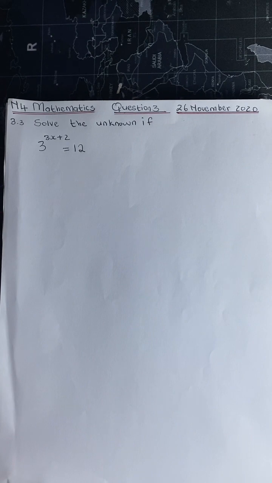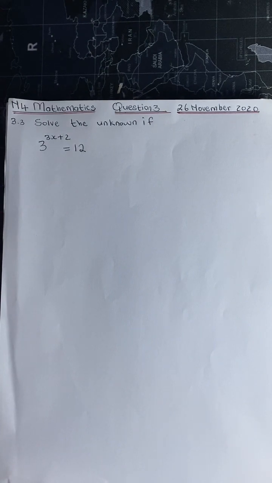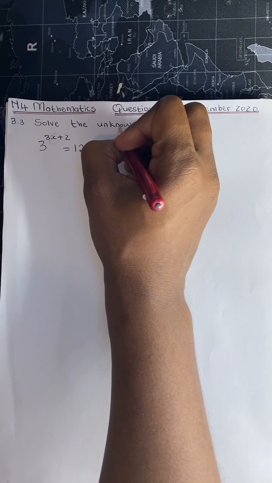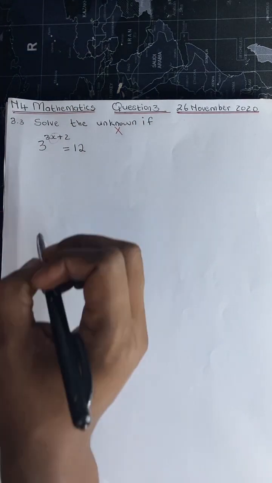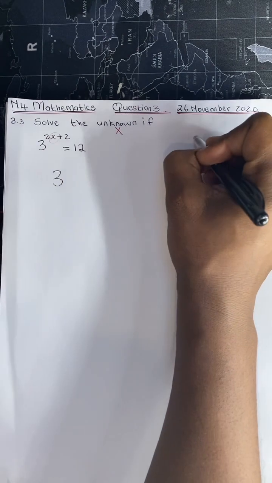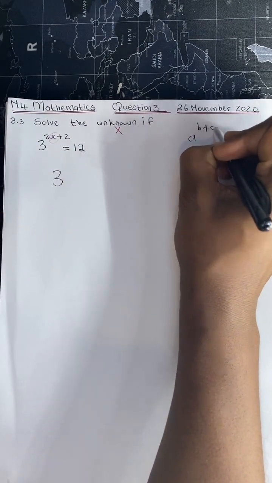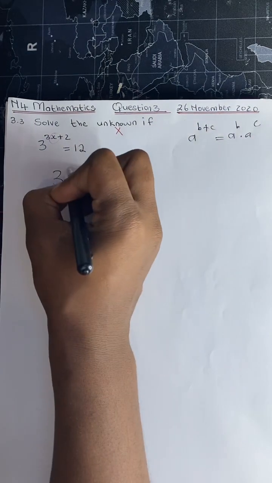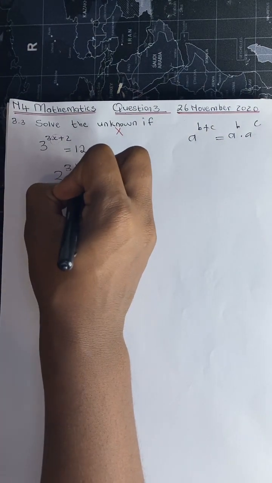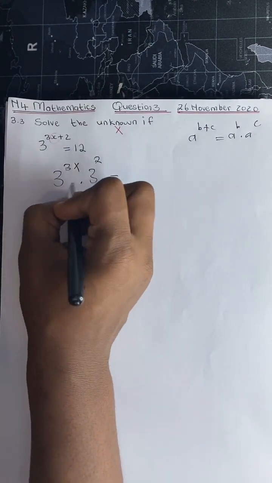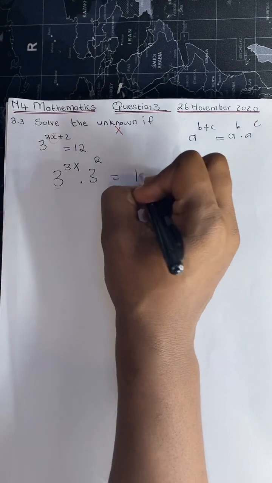Question 3.3, we have to solve the unknown if 3 to the power 3x plus 2 is equal to 12. The only unknown in this case is the x, so we have to solve for x. We know from our exponential laws that a to the power b plus c will be equal to a^b multiplied by a^c. So this will be equal to 3 raised to the power 3x multiplied by 3 raised to the power 2.